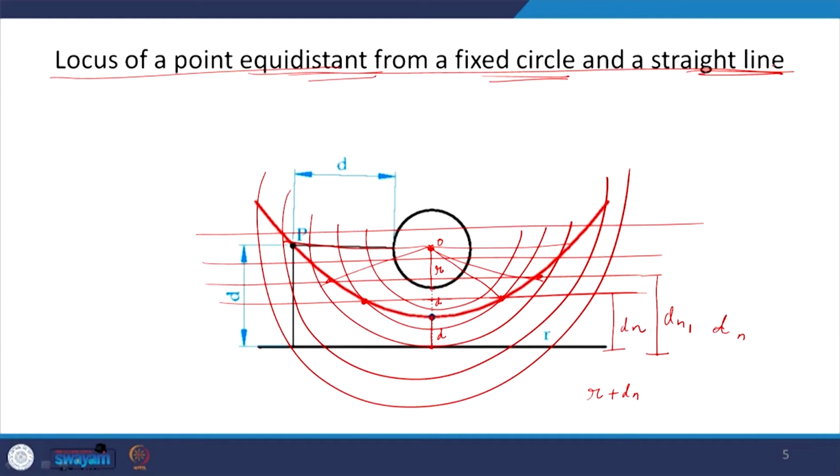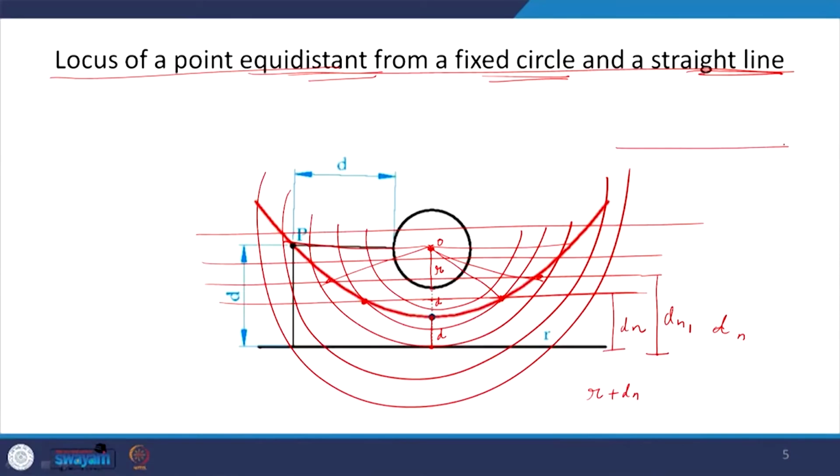So, in a sense, whenever we are drawing a point equidistant from a circle, we will take concentric circles and the locus will be passing through those concentric circles. In case when it is equidistant from a straight line, we will be drawing parallel lines to that given straight line, which is often called the directrix. So, that is again one of the fundamentals, which is the locus of a point which is equidistant from a straight line will always be a line which is parallel to the given line.